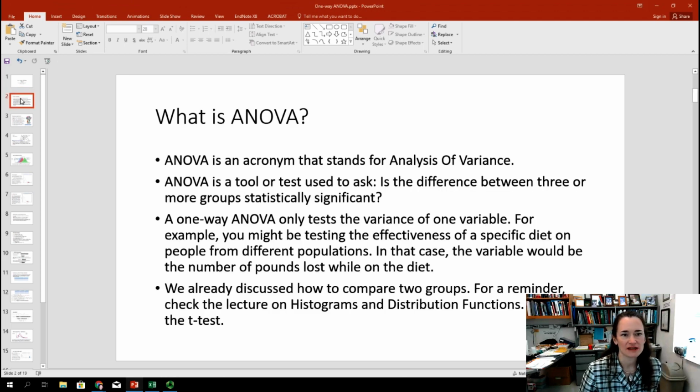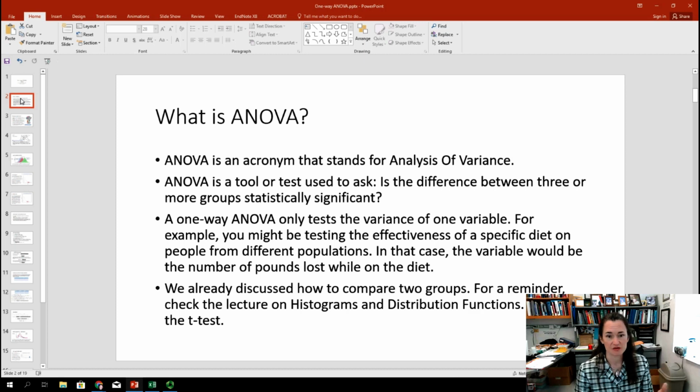So first of all, let's define ANOVA. ANOVA is an acronym. Of course, we scientists can't get enough of our acronyms. So the acronym stands for Analysis of Variance. So ANOVA is a tool or a test that's used to ask, is the difference between three or more groups statistically significant? Now a one-way ANOVA only tests the variance of one variable.